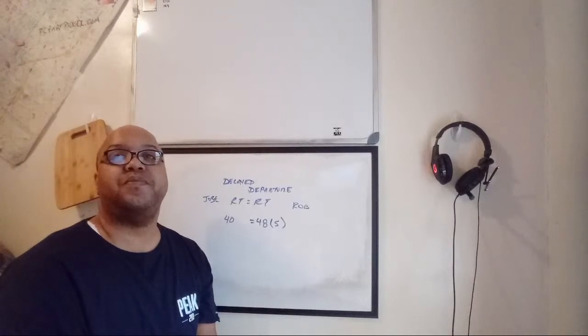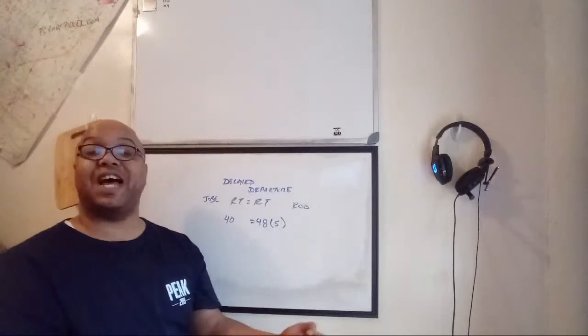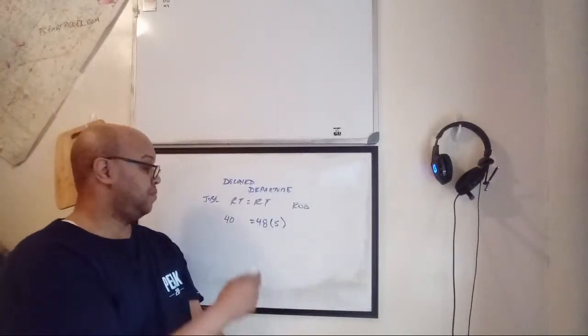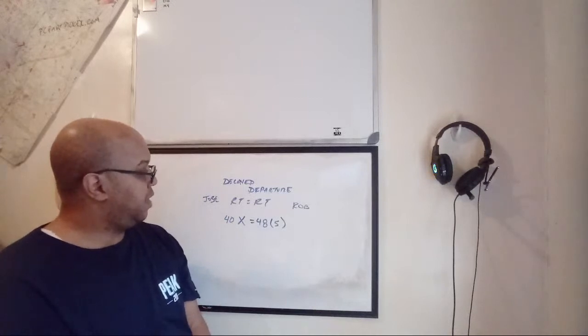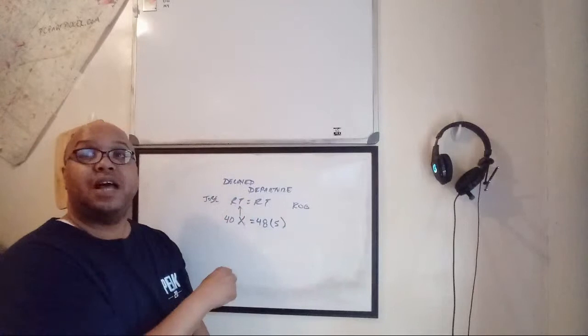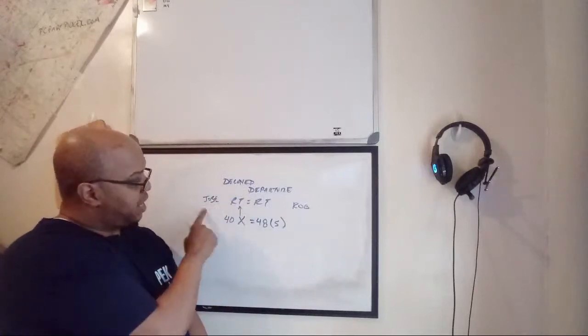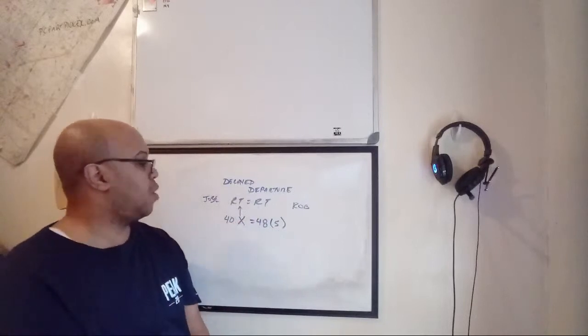After driving for 5 hours, Rob caught up to Jose. How long did Jose drive before Rob caught up? So that's the unknown, right? Right, x. So this represents the time. How long did Jose drive? That's Jose.